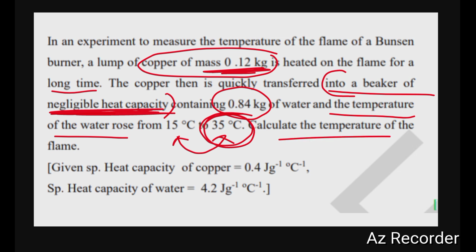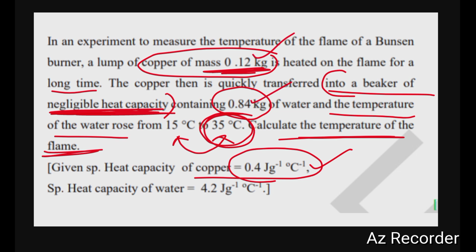Now we are asked to calculate the temperature of the flame. Given that the heat capacity of copper is 0.2 joule per gram per degree Celsius, you need to be very cautious while handling the SI units. Here the heat capacity is given in joule per gram, so it would be better for us to convert the given kilograms into grams and then solve it.